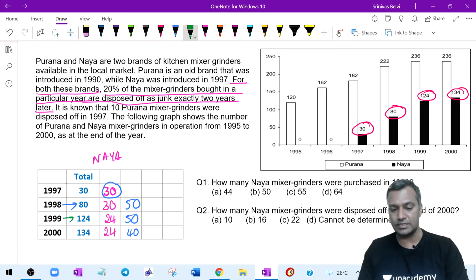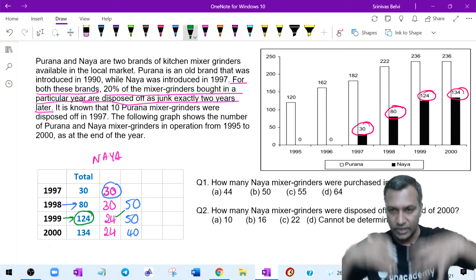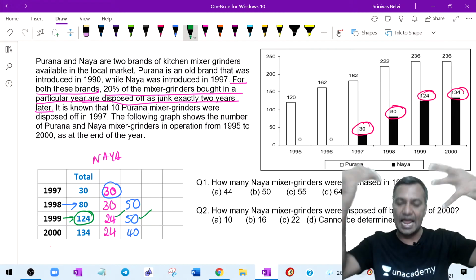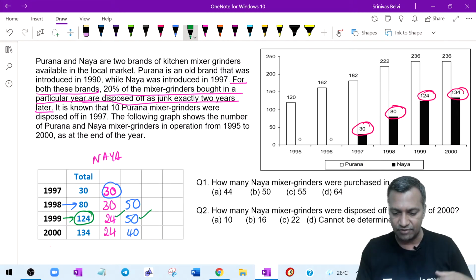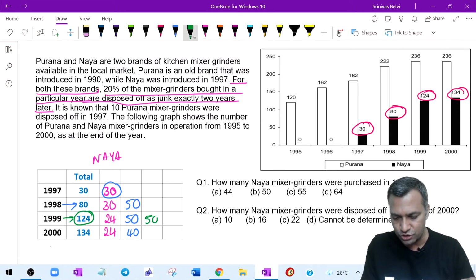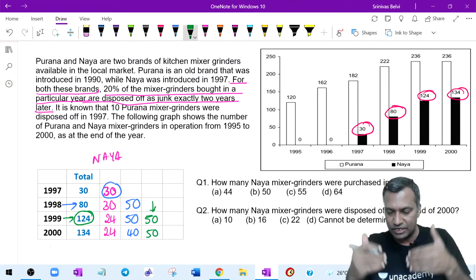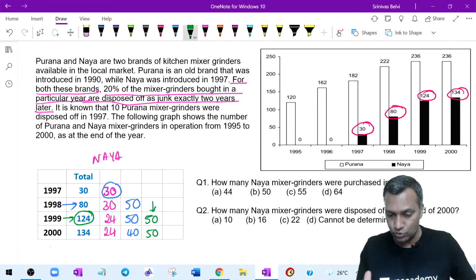1999, let me come to 1999. Out of 124, 24 is carried forward. 50 is a carry forward. 24 and 50 were carried forward, which means 74 were carried forward. How many new were manufactured? 50. What happens to this 50? It remains in that carry forward into the next year. Nothing is going to be discarded.